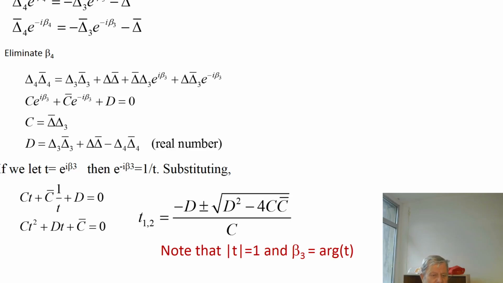But simpler than that, what we do is, we let T be equal to e to the i beta 3. Then e to the minus i beta 3 is equal to 1 over T, okay? If I substitute this into this equation, it is C T plus C bar 1 over T plus D is equal to 0. Since T is not equal to 0, e to the i beta 3 is not equal to 0, so I multiply every term by T, and I end up with C T squared plus D T plus C bar is equal to 0. This is a quadratic equation. So you can solve for T1,2 equals minus D plus or minus the square root of D squared minus 4 C C bar, over 2C. Notice this is real, this is real.